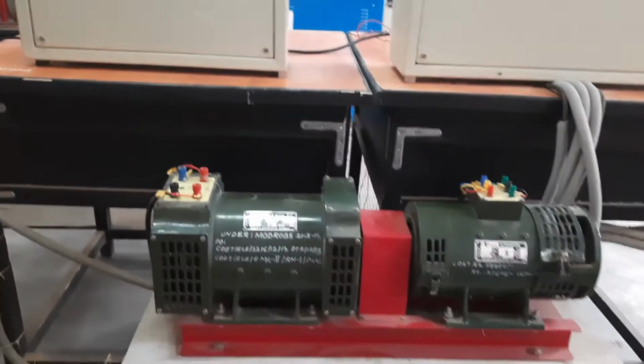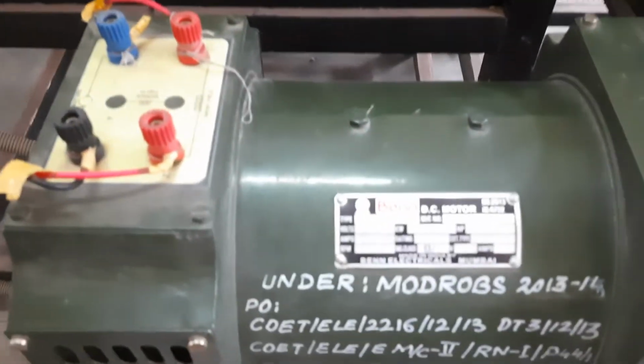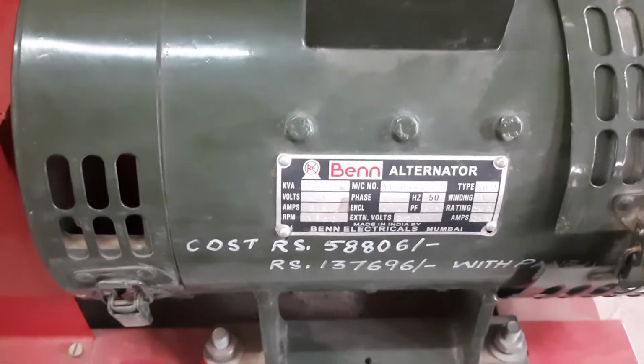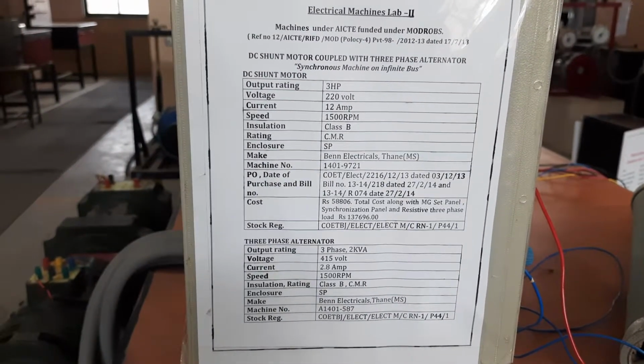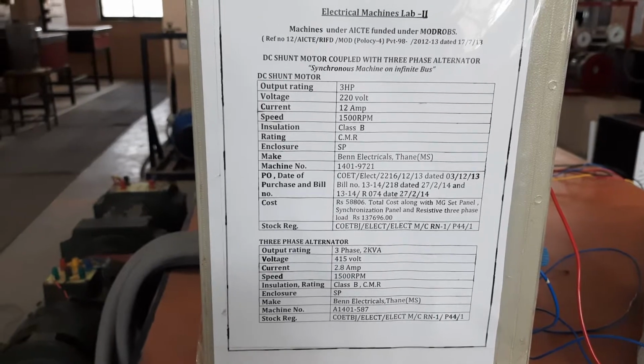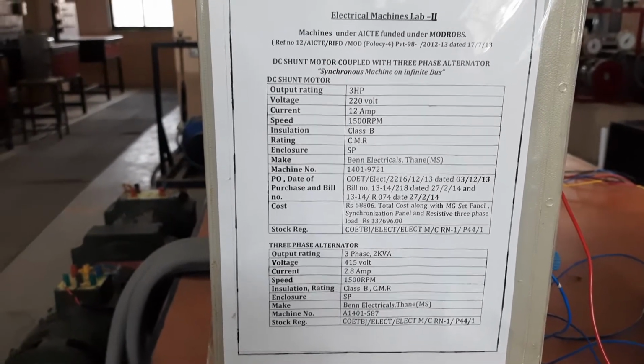This is the DC motor, coupled with a three-phase alternator. So this is the DC motor, and this is a three-phase alternator. The nameplate rating of the DC motor is 3 HP, 220 volt, 12 ampere full load current, and 1500 RPM is the rated speed of the DC motor.